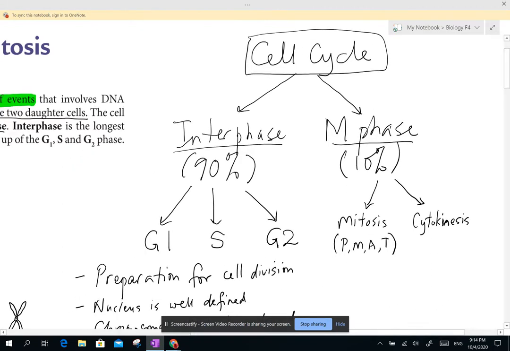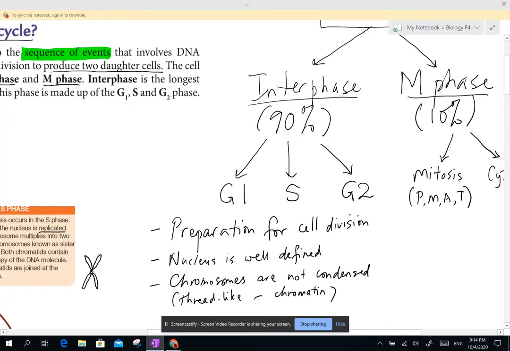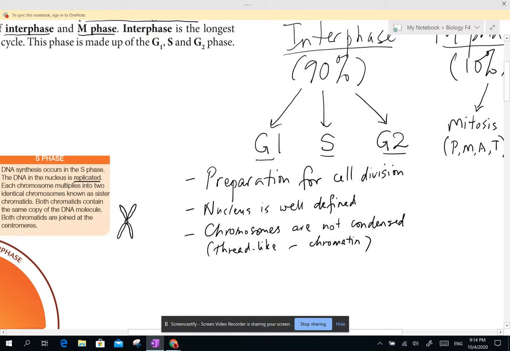Under interphase, we have three smaller divisions where three events happen. They are called G1, S, and G2 phase. Now let's see what happens during interphase. Interphase is the preparation stage. All the preparation is done for cell division, where the cell collects and produces energy, and gets the DNA material ready to split into two groups of chromosomes.